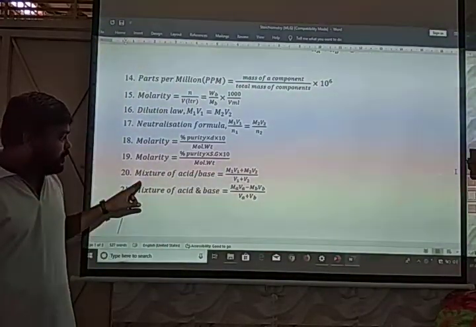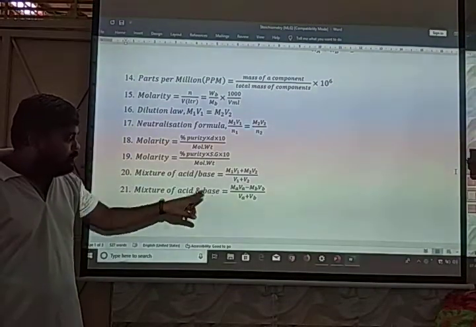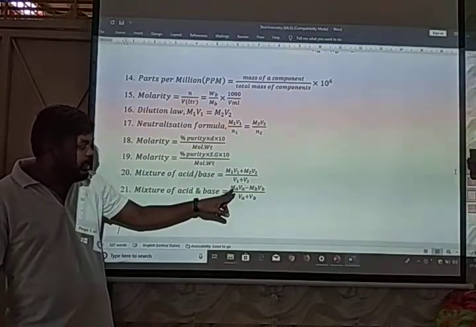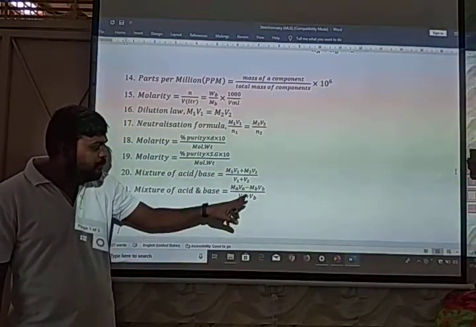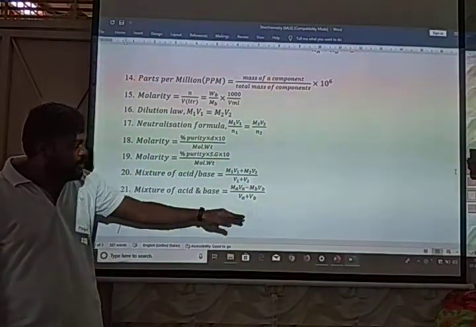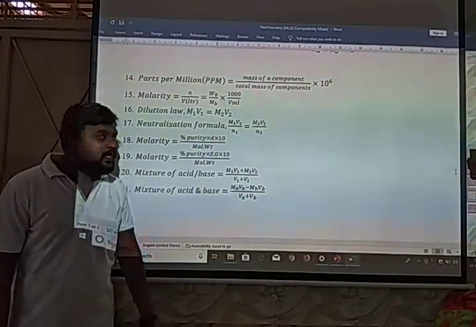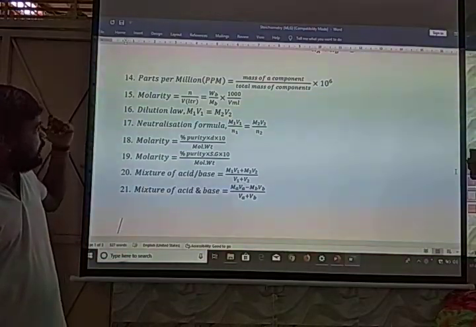Similarly, for a mixture of acid and base, it can be calculated using the formula (MaVa - MbVb)/(Va + Vb). These are the various formulas to find the molarity, mole fraction, and parts per million.